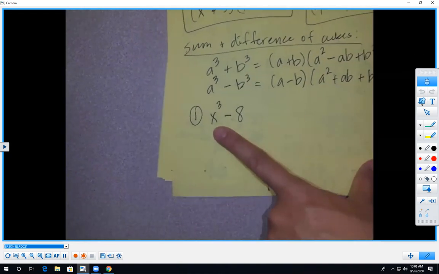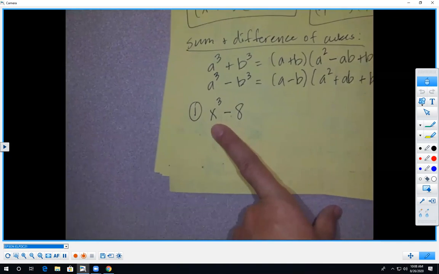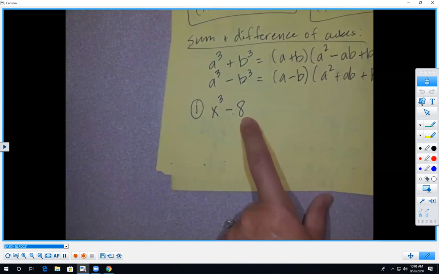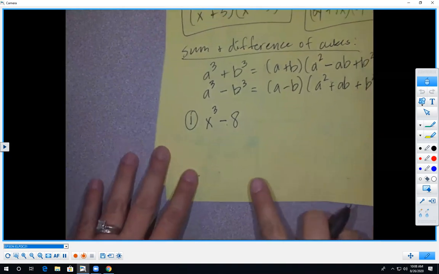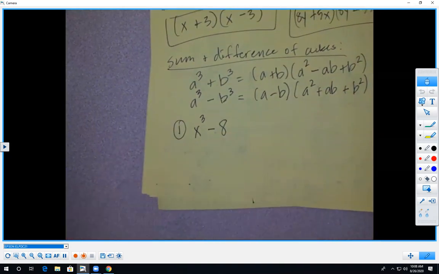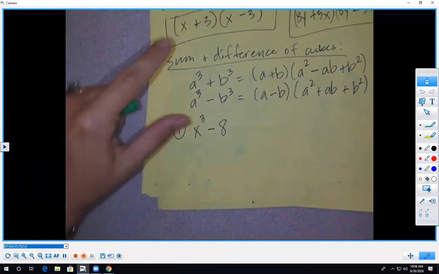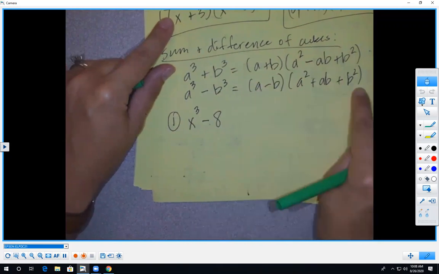These are both perfect cubes though. X cubed, obviously x to the third power is x. What number cubed is 8? Or what's the cube root of 8? 2, because 2 times 2 times 2 is 8. So my a and b in this problem are x and 2 that I'm working with. That's the kind of weird part about this formula. Okay, so the answer would be this formula right here.